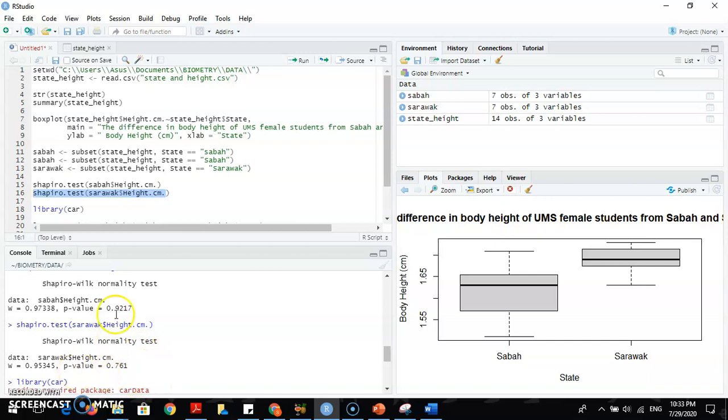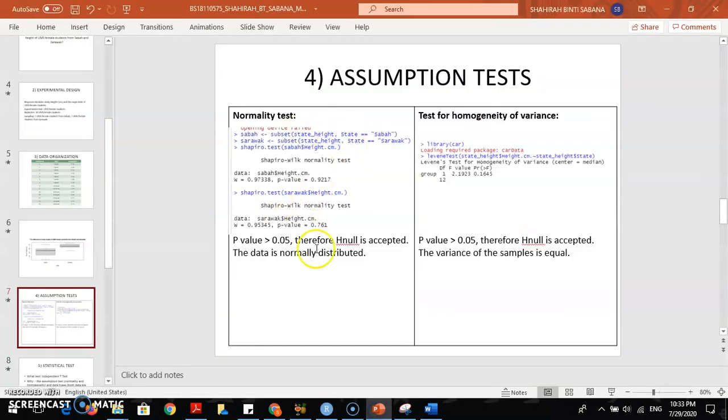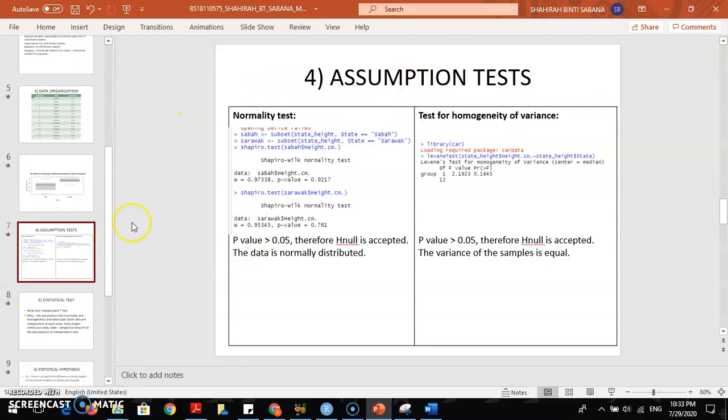And as you can see, for Sabah and Sarawak, both of the p-values are larger than the critical value, which is 0.05, meaning that we accept the null hypothesis of the normality test, and likewise for homogeneity of variance. H null means the data is normally distributed, and here H null for homogeneity means the variances of the samples are equal. And then, as I progressed with the assumption test, the data shows that it is normally distributed and the variances are equal.